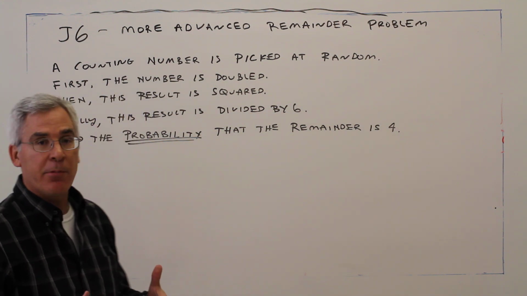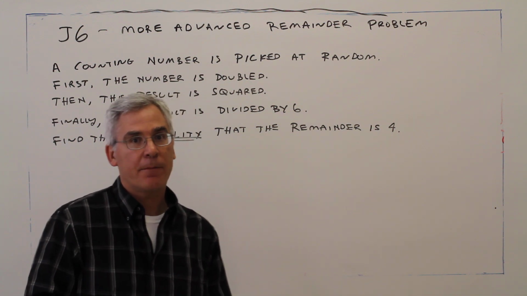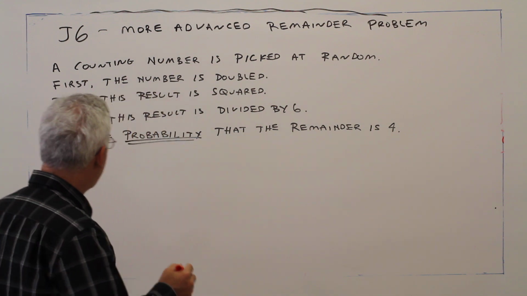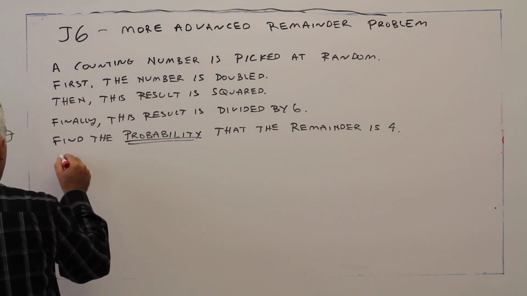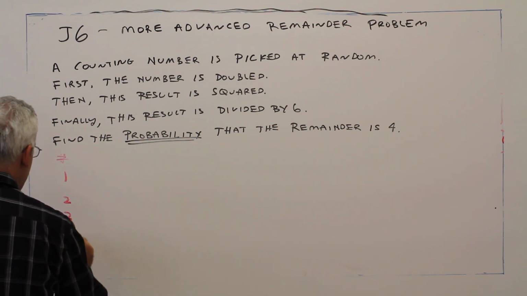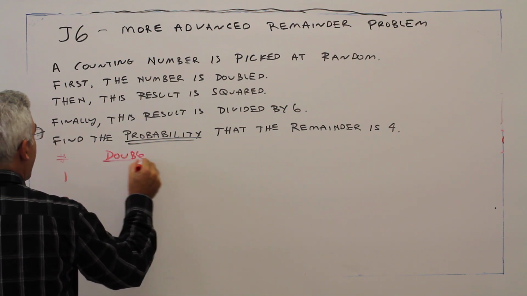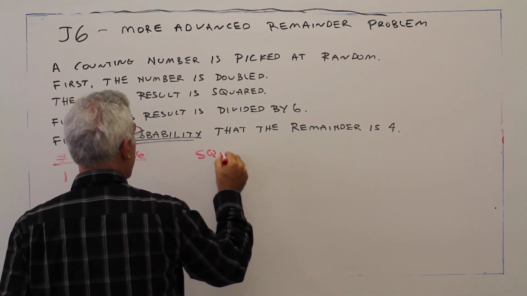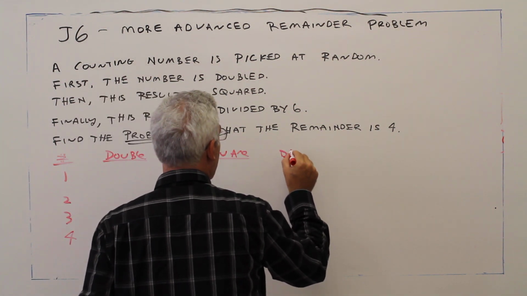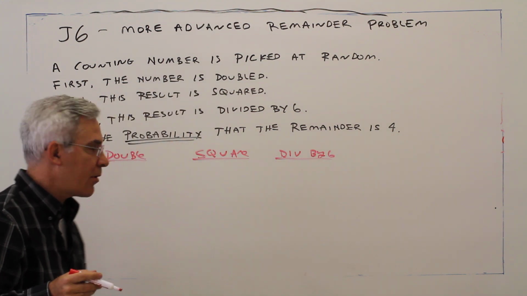Here's a classic problem. We're just going to play with numbers, look for a pattern, and go from there. All right, so let's just start at the beginning. The first counting number is 1, 2, 3, etc. I'll say the number 1, 2, 3, 4. I'll double it. I'll square it. And I'll divide by 6, and let's just see what goes on.